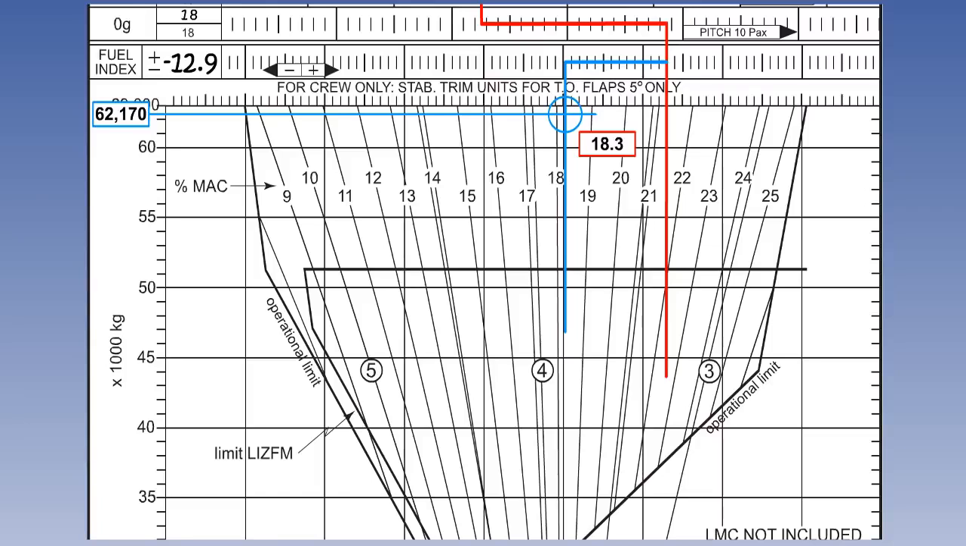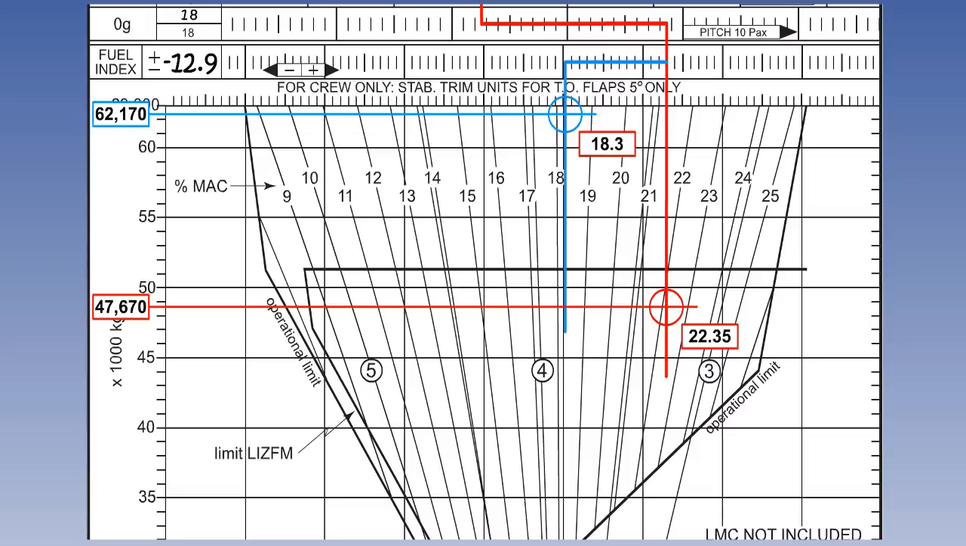To find the zero fuel mass centre of gravity, we must first locate the zero fuel mass, 47,670 kilograms, on the vertical axis on the left of the envelope. From that point, extend a horizontal line to the right to intersect the zero fuel mass index line in the envelope. Where they intersect, read off the zero fuel mass centre of gravity as 22.35% mean aerodynamic chord.